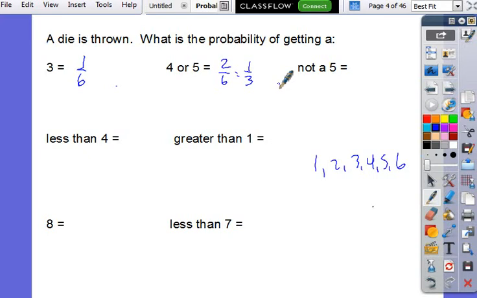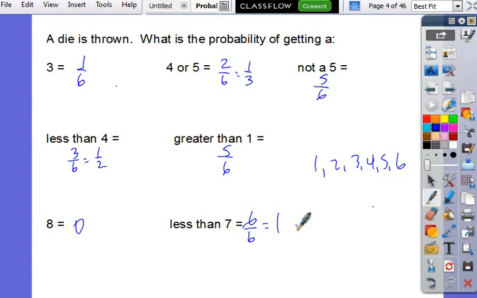4 or a 5. 2 out of 6. Well, there's 2 of those things that work, which is 1/3. Not a 5 would be 5 out of 6. Less than 4, 3 out of 6, which is only 1/2. Greater than 1, 5 out of 6. And 8, 0 out of 6. There are no 8s up there. Less than 7, 6 out of 6, which is 1. Right. Doing the 1 die, rolling it, should be super easy.